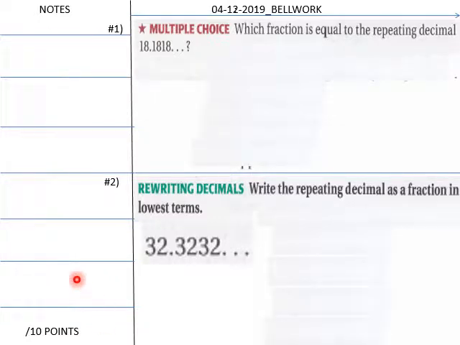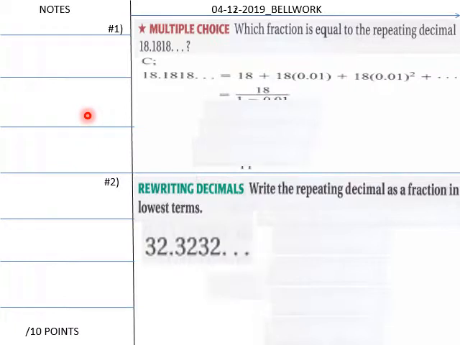Okay, welcome back. We're going to correct our bell work now. For number 1 here, the answer would be C. 18.181818. So 18 plus 18 times 0.01, and then we square it, etc. And we get this. We develop a series here: 18 over 1 minus 0.01. We divide that, we come up with 200 over 11.